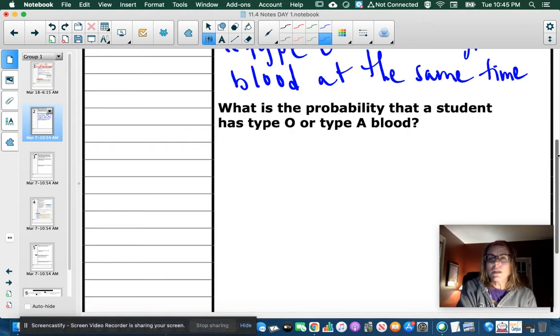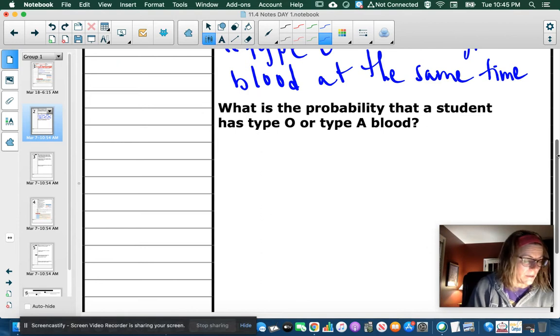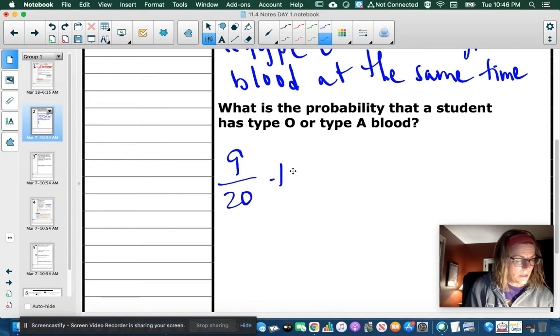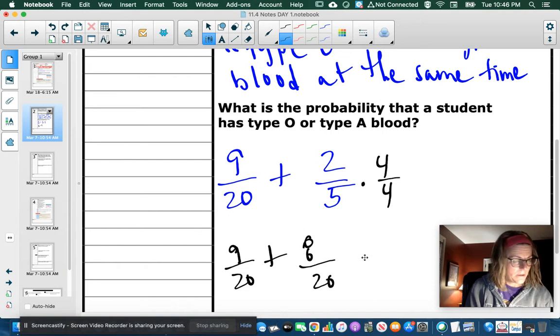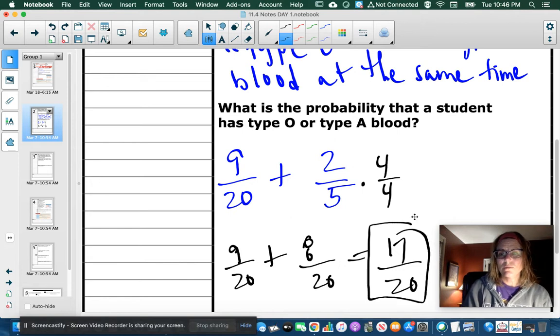What is the probability that a student has type O or type A blood? Well, we take the probability of each one and we add them together. So 9 over 20 plus 2 over 5. The denominators are not the same. We need a common denominator, which is going to be 20. So we have 9 over 20 plus 8 over 20 is 17 over 20.